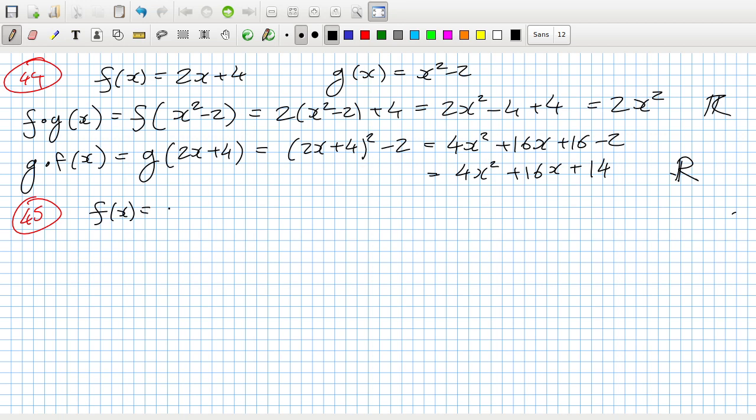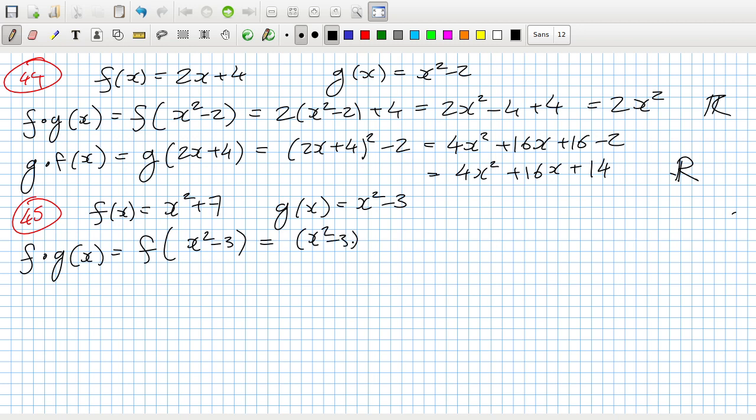f(x) equals x squared plus 7, and g(x) equals x squared minus 3. Yeah, f of g of x would equal f of x squared minus 3, which would equal x squared minus 3 squared plus 7, which would equal x to the power 4 minus 6x squared plus 9 plus 7, which would be x to the power 4 minus 6x squared plus 16, all the reals.